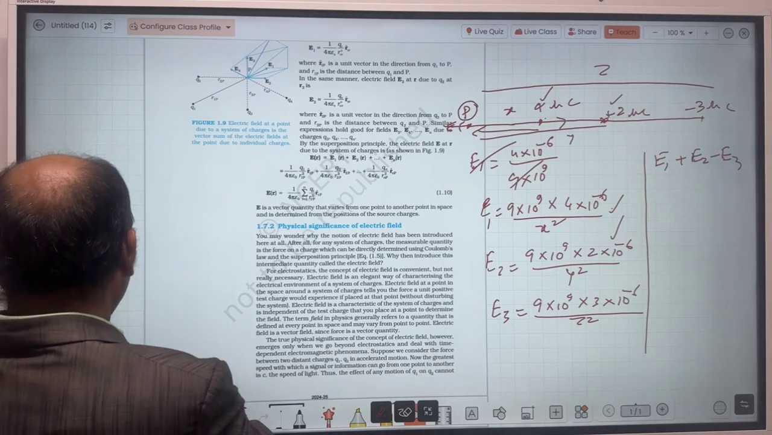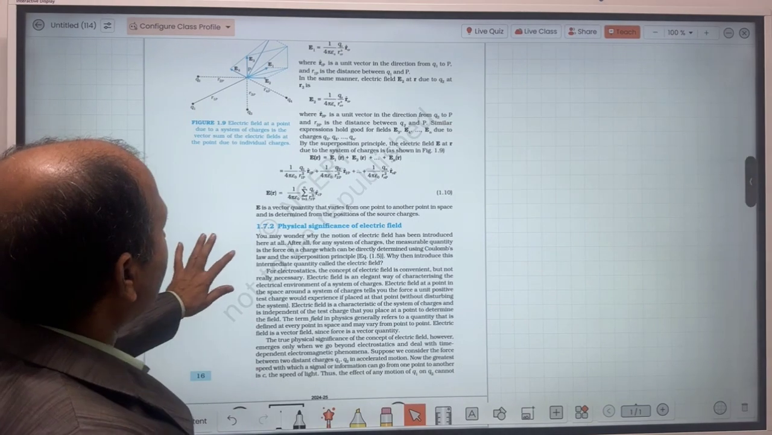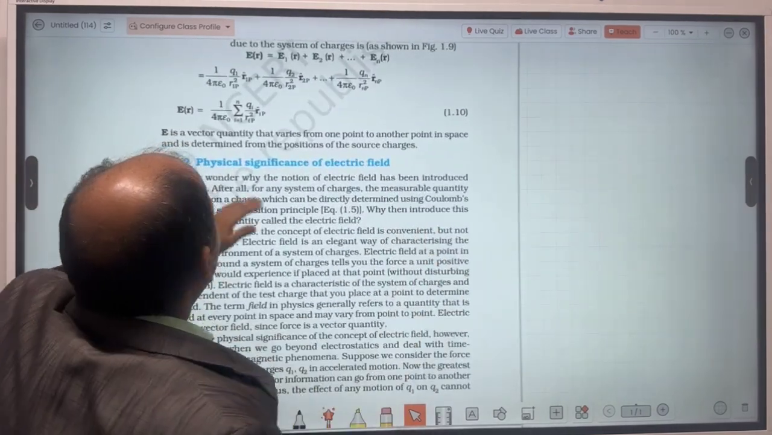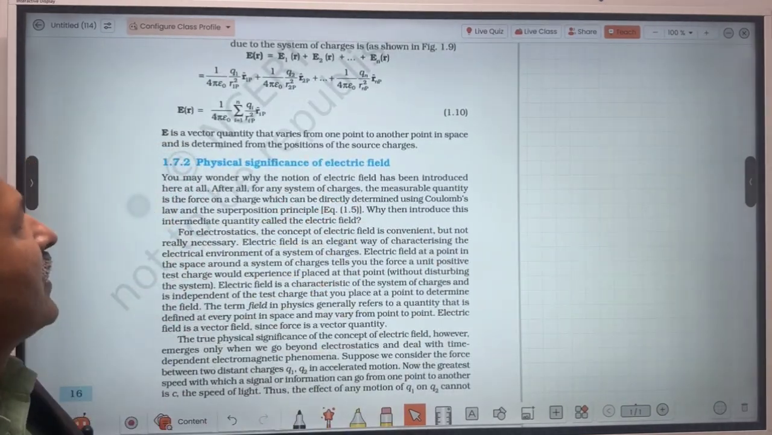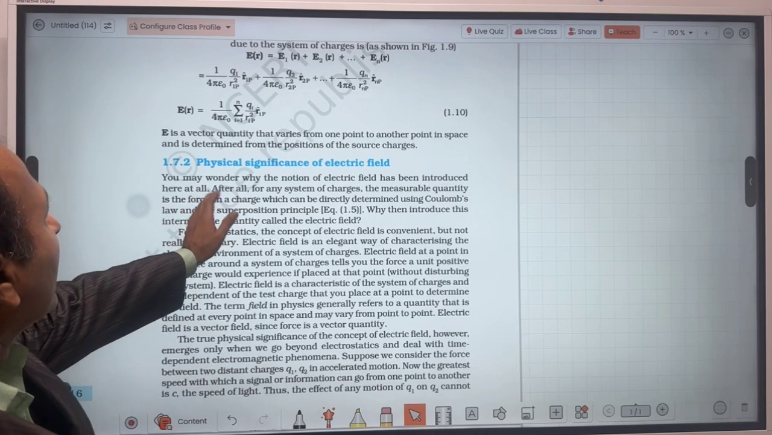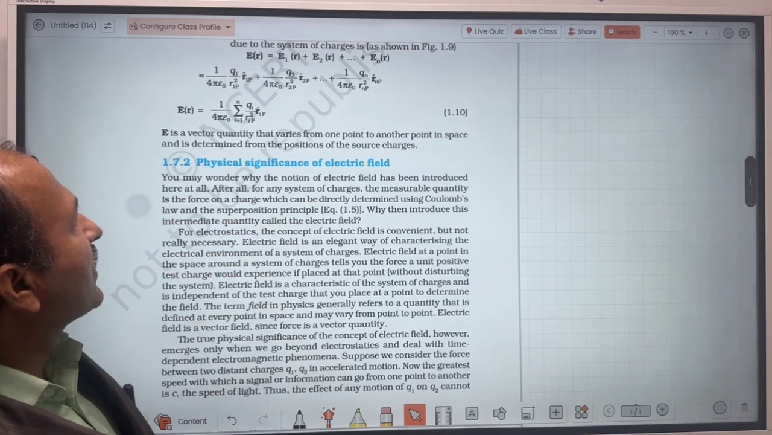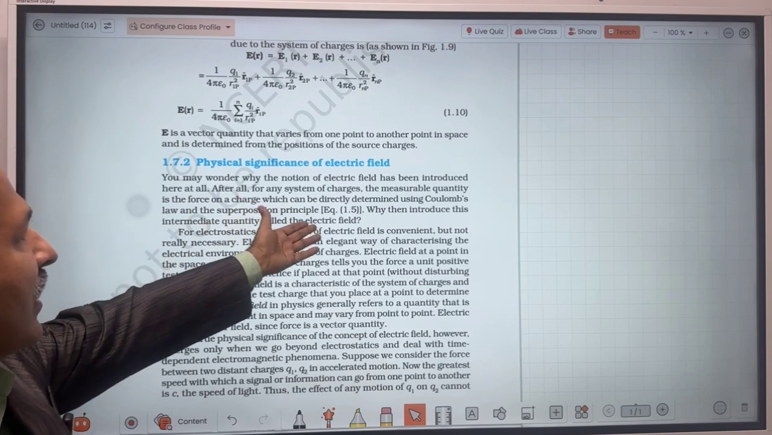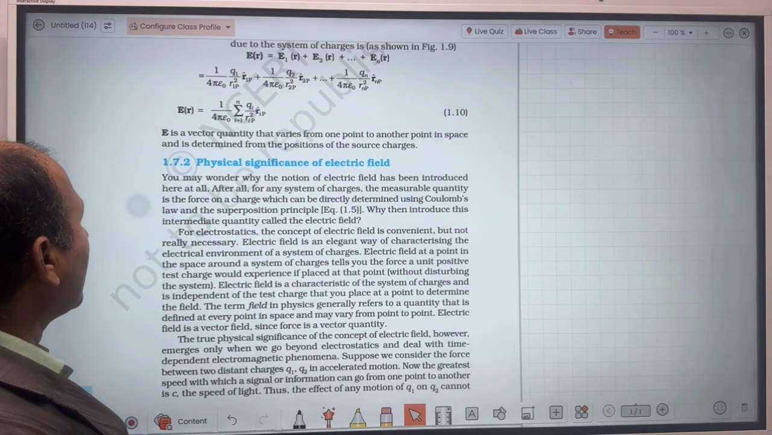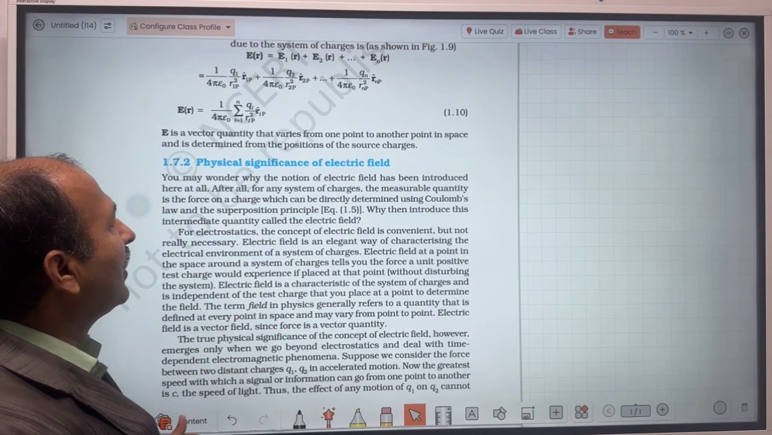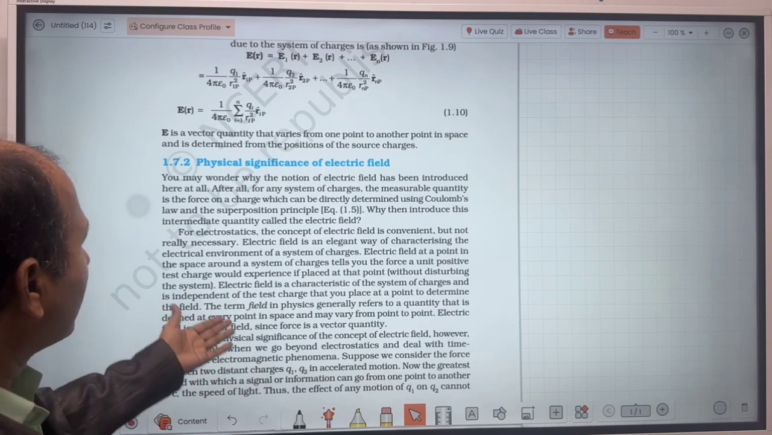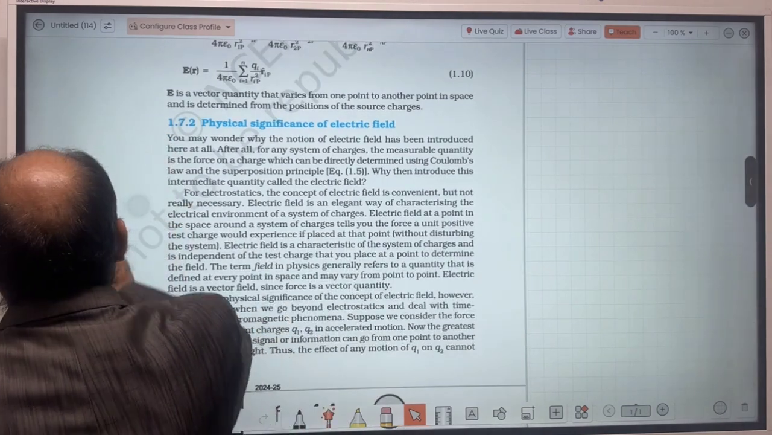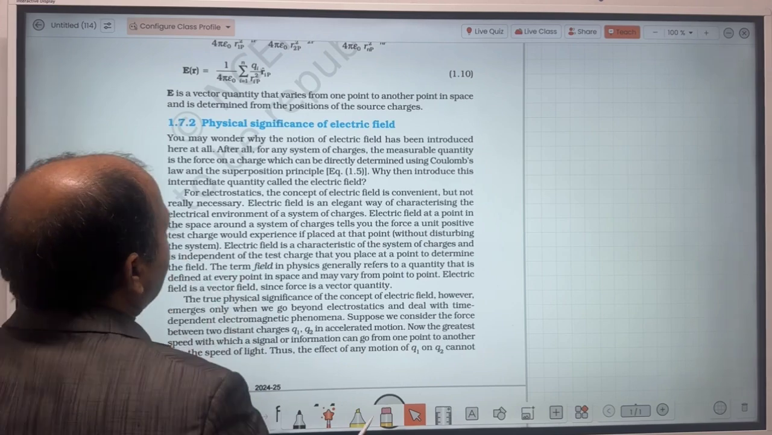Now, if you read the physical significance of electric field, you may wonder why the notion of electric field has been introduced here at all. After all, for any system of charges, the measurable quantity is the force on a charge, which can be directly determined using Coulomb's law and the superposition principle. Later on, you will understand the basic concept behind it. I'm not going to explain it, you can read it.